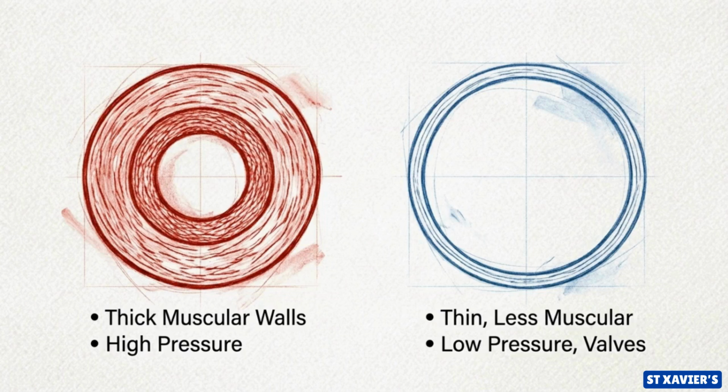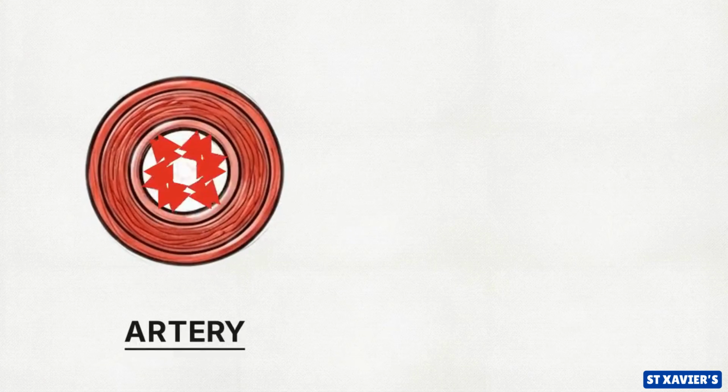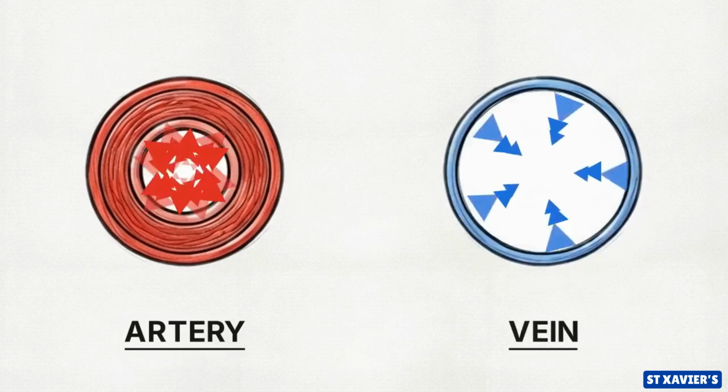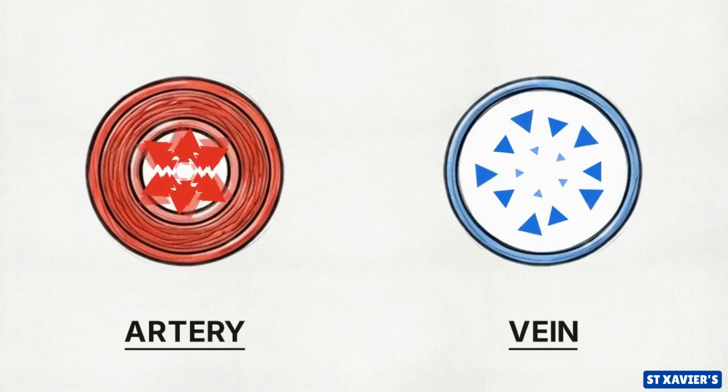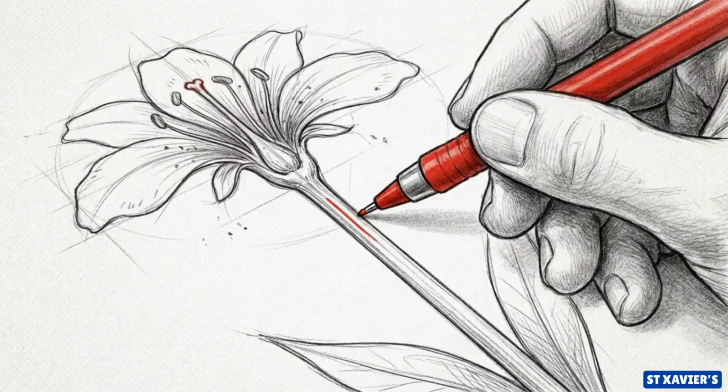This table details the structural differences between arteries and veins. Arteries have a thick outer coat for fast blood flow away from the heart, while veins have a thin coat for slow flow back toward it. For plant reproduction diagrams, the grading relies on one specific visual indicator.